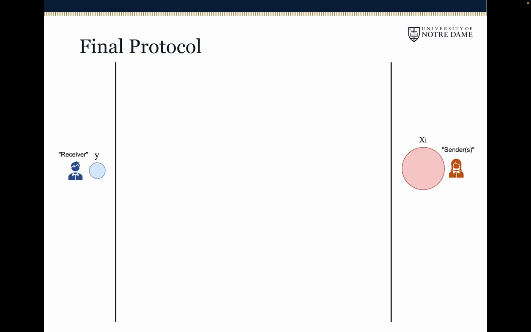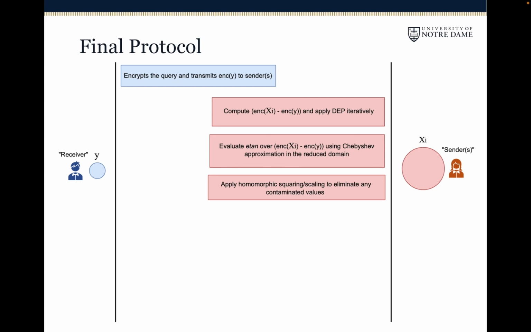So in our final protocol, we assume the receiver and senders are given partial encryption keys and homomorphic evaluation keys. The receiver basically encrypts the query element and sends it to the senders. Senders then compute the subtraction, apply the DEP procedure, then evaluate the VAF, which is etan, over that subtraction using Chebyshev-based approximation. They finally perform the homomorphic scaling test and scaling operation to eliminate any contaminated values.